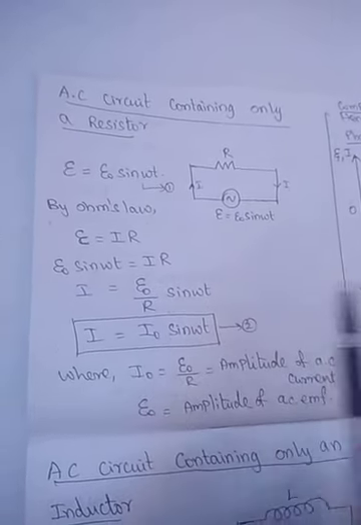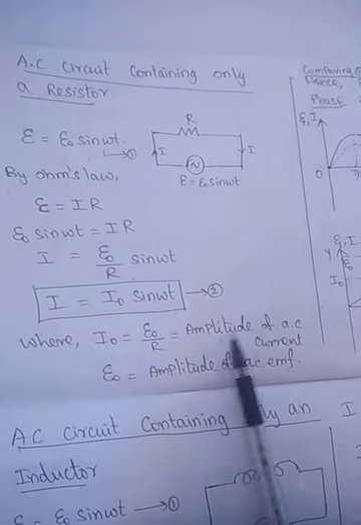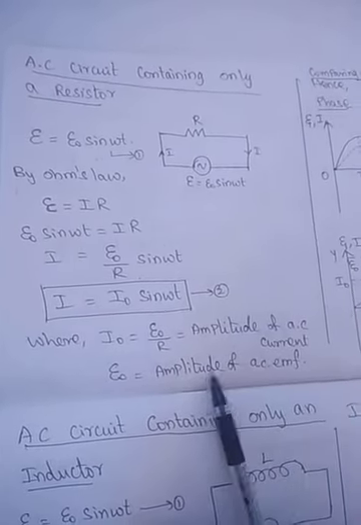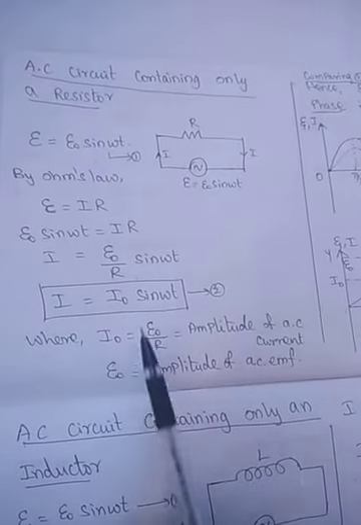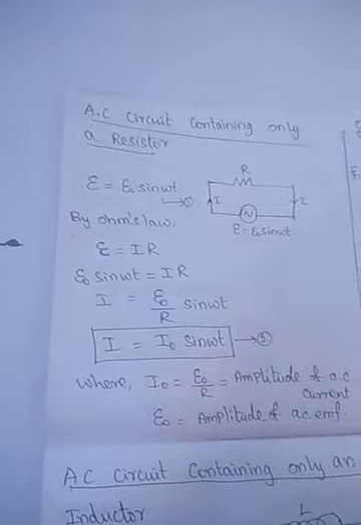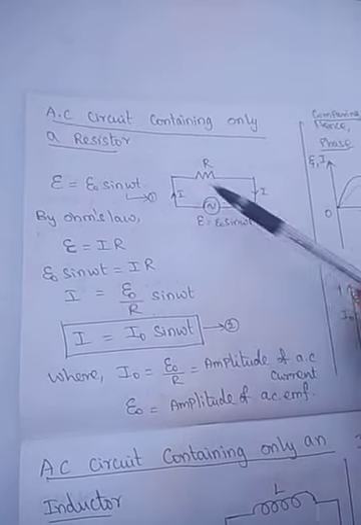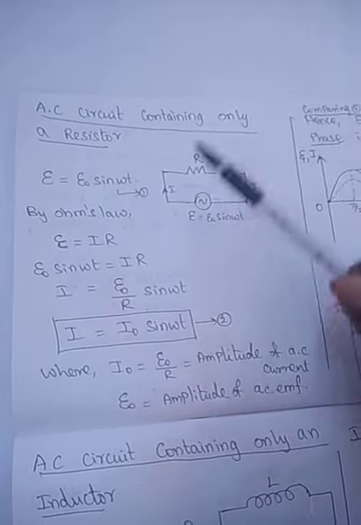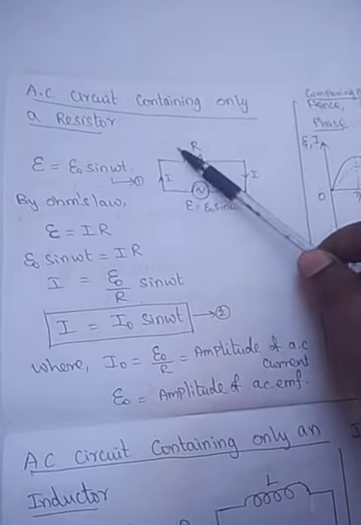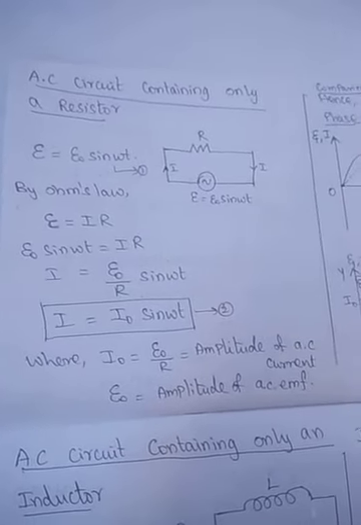What is E naught by R? Voltage by resistance is current, so it becomes I naught. I naught is the amplitude of the AC current, E naught is the amplitude of the AC EMF. So I is equal to I naught sin omega t. So we find that if E is equal to E naught sin omega t is given as an input to the resistor, then through the resistor the current I is equal to I naught sin omega t will flow.